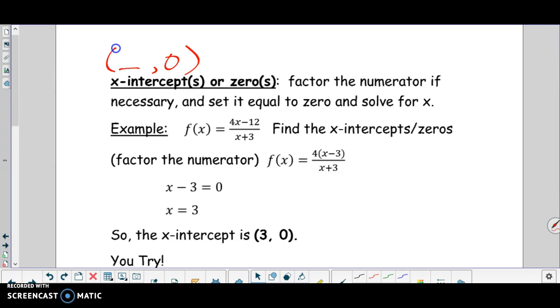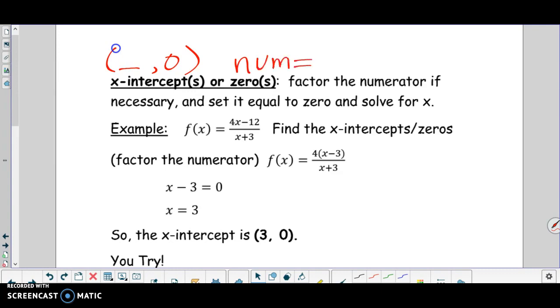Whereas y-intercept, what do you think is the only thing that changes when we get to y-intercept? It should be 0, comma, something. Okay? They flip.